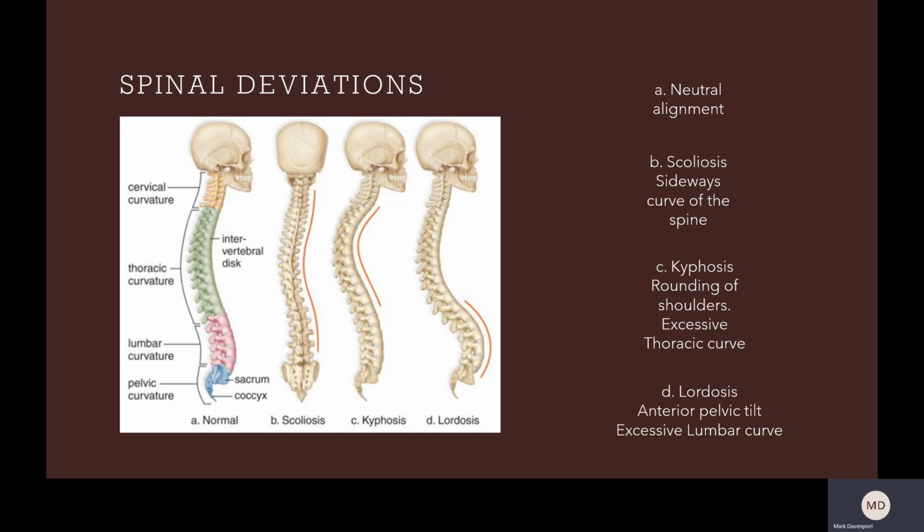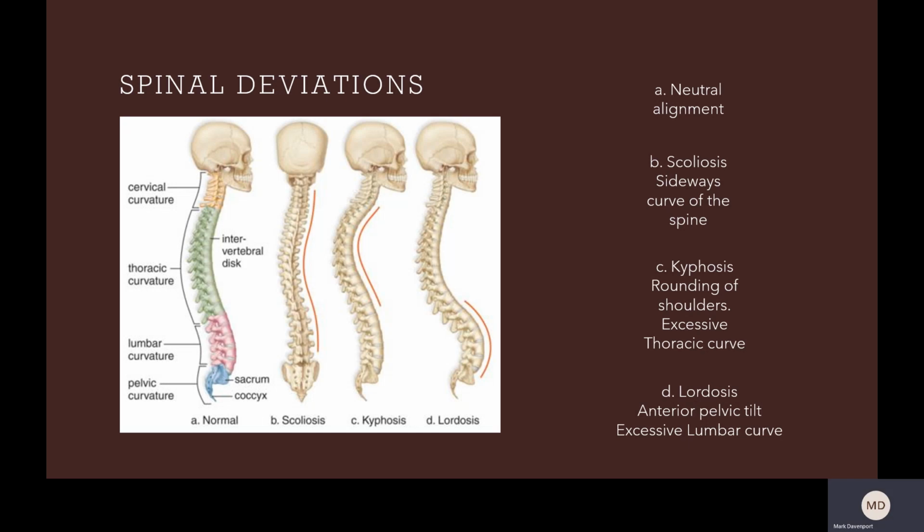Now, there are some deviations. B is scoliosis, which is a sideways curve of the spine, as you can see there. This is normally from birth.